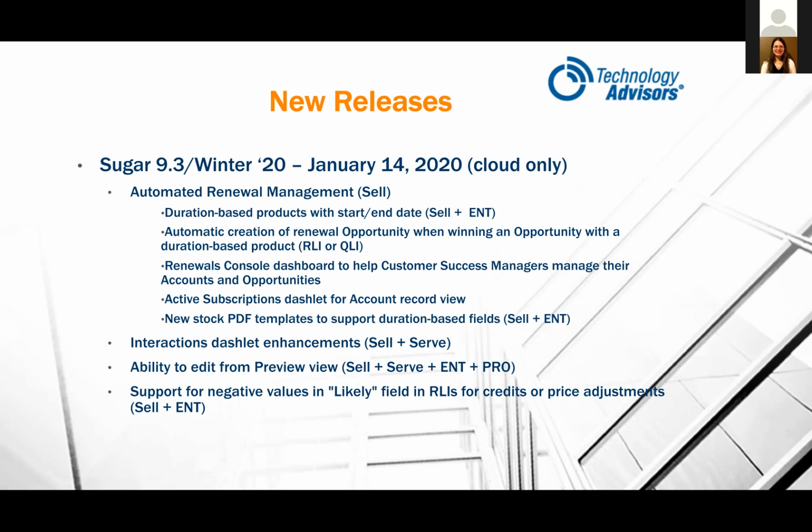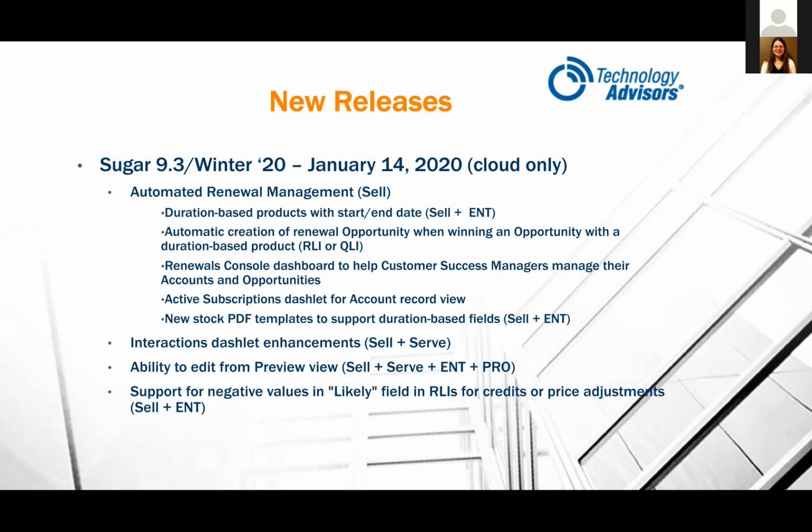There's also a new dashlet available in the account record view called Active Subscriptions, which would show you any active subscriptions for that customer. Essentially, any of these duration-based products that they have purchased, by you marking them closed won, that have a current date on them. Once they expire, they would no longer appear in the active subscriptions list. And then finally, because of the new duration-based product fields, there are some new stock PDF templates to support that as well, so that you have PDF templates that already show you the start and end date for those products or services.